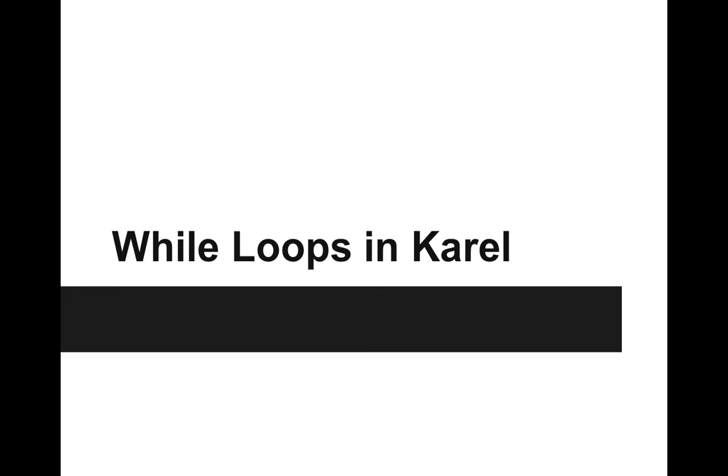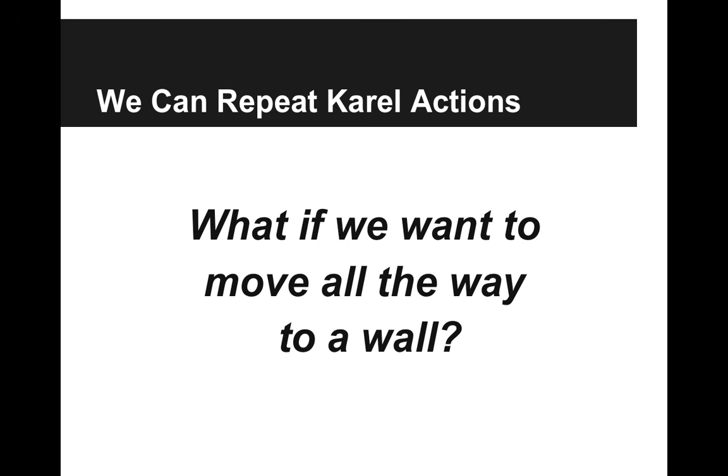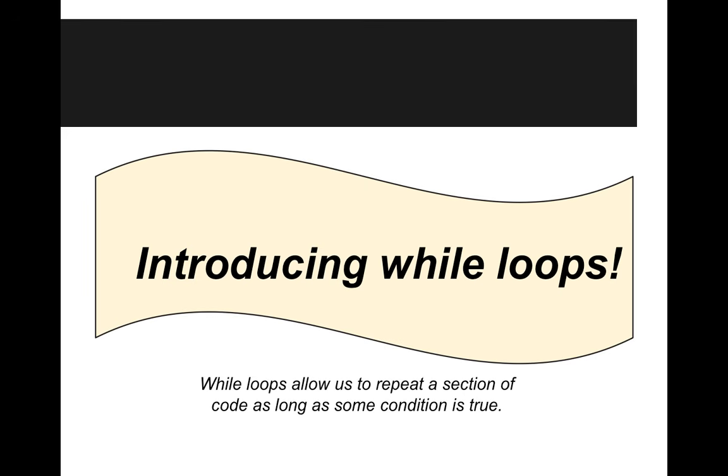Hi, in this video we are going to introduce while loops in Karel. So we've already learned that we can repeat actions in Karel. But think about this one. What if we wanted to move all the way to a wall? Well, the reason we can't use a for loop is because the world could be a different size. So how do we solve this one?